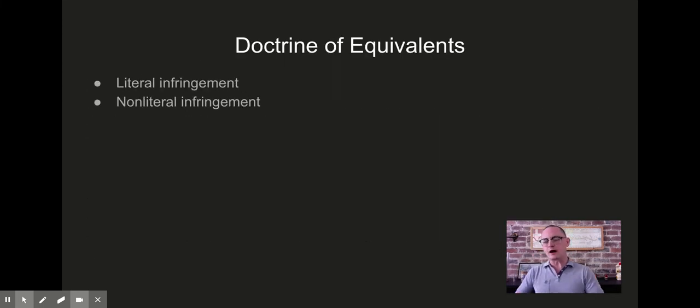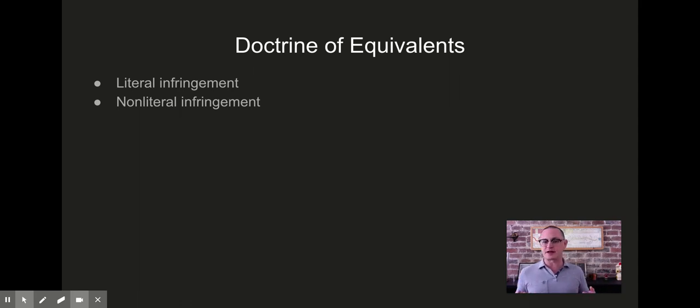Okay. Now, what happens in a circumstance where the patent claims don't precisely read onto the product in question? Well, literal infringement is when we have every element of the patent claim present in the accused product. Non-literal infringement occurs when it's close, right? It's essentially the same as the patented claim, but there's a non-material difference between the two, right? And that's where the doctrine of equivalence, which we've discussed earlier, comes in.